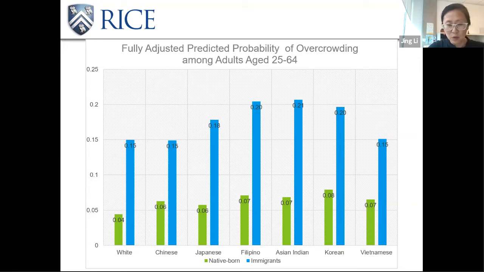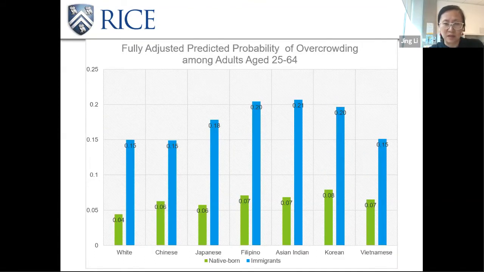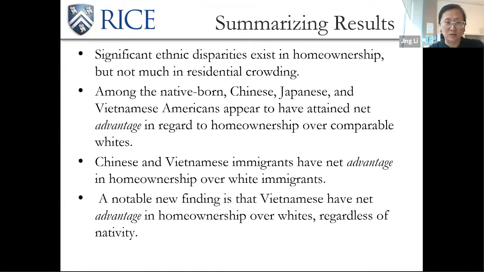I think I'm almost going out of time, but I have summarized results slides here, so we can just go over this really quickly. This slide is highly consistent with the previous bivariate results. So our finding: we found that significant ethnic disparities exist in home ownership, but not much in residential crowding.